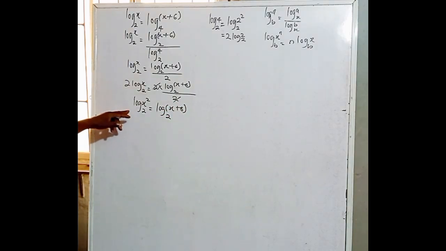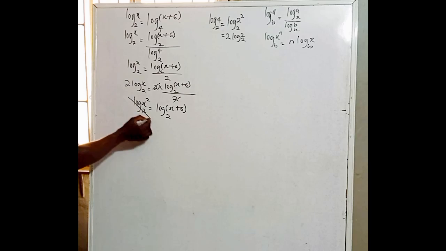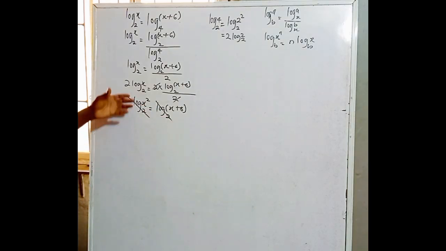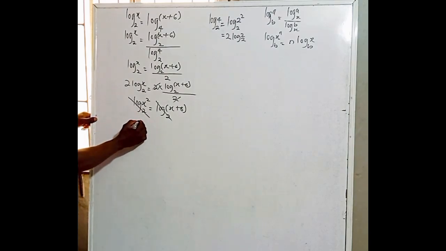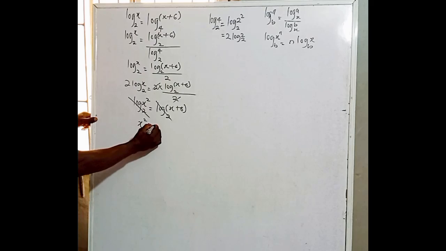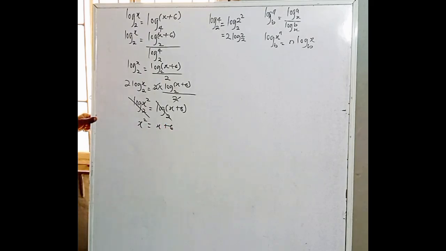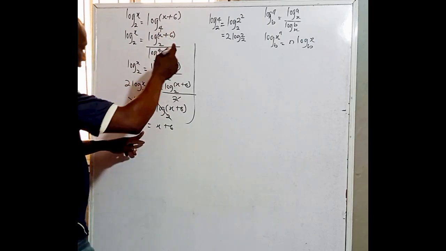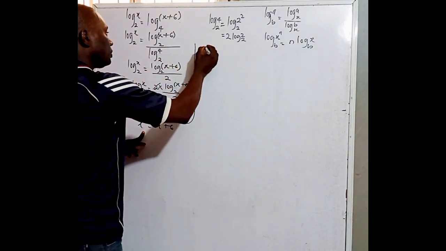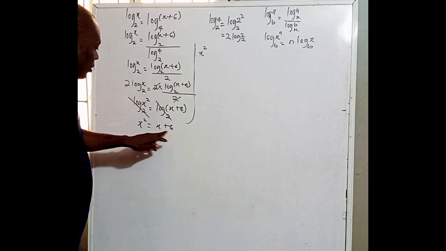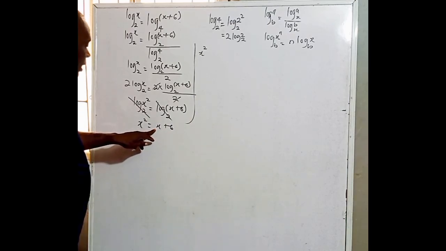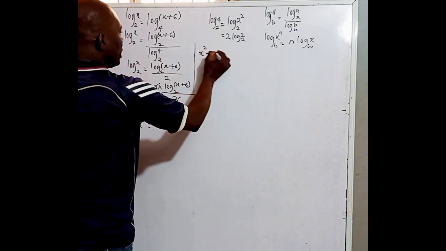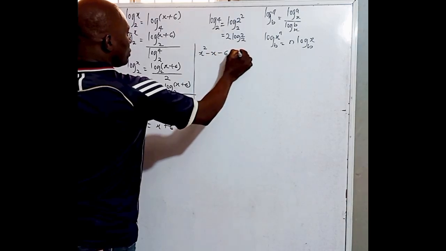Now in a situation like this, this log 2 and log 2, see they are the same now. They can easily be evaluated, so you can get rid of them, so that the whole equation here becomes x squared equals x + 6. Okay, so let's bring it to this side. It becomes x squared, and moving this x + 6 to the left hand side, it becomes x squared minus x minus 6 equals 0.